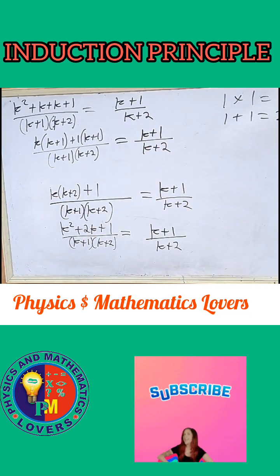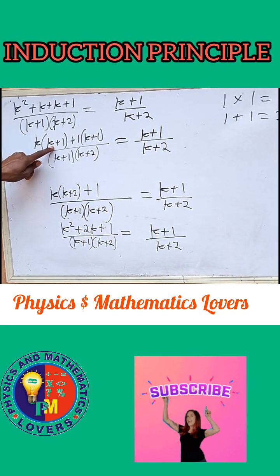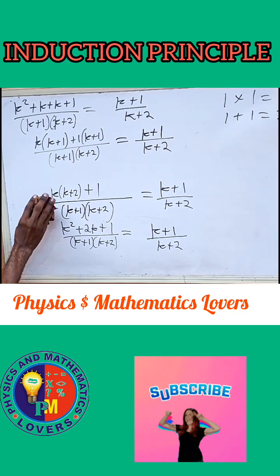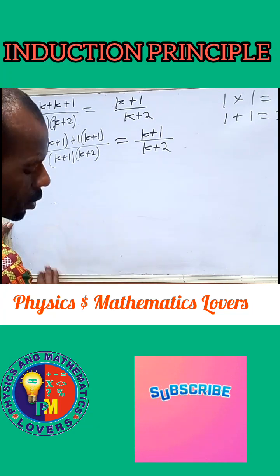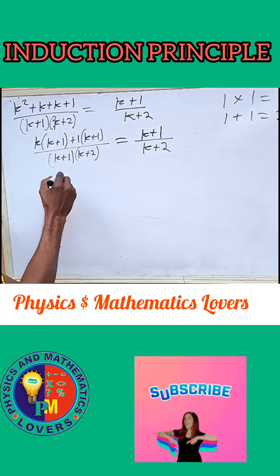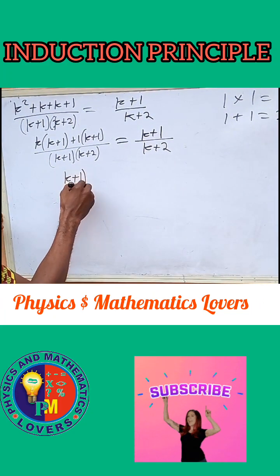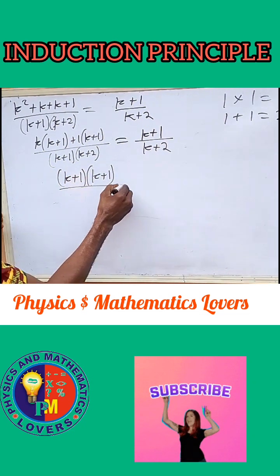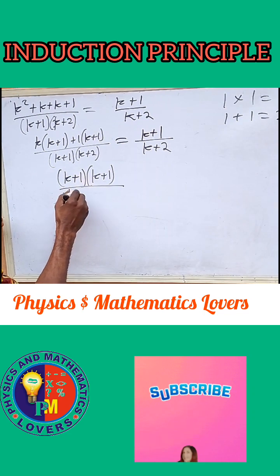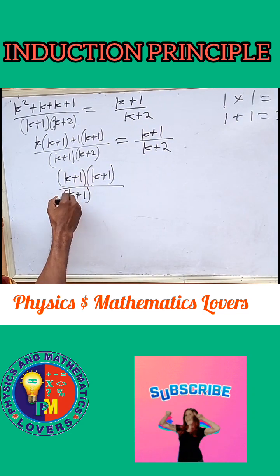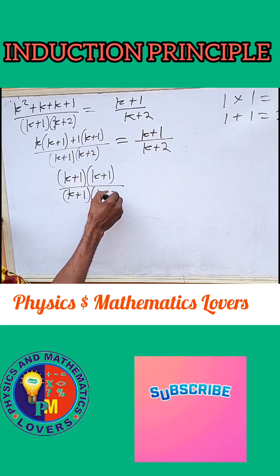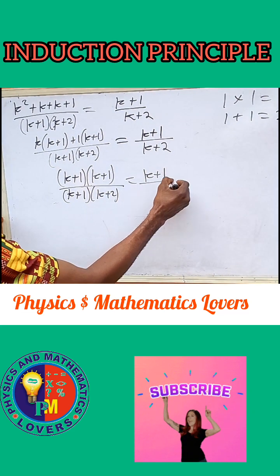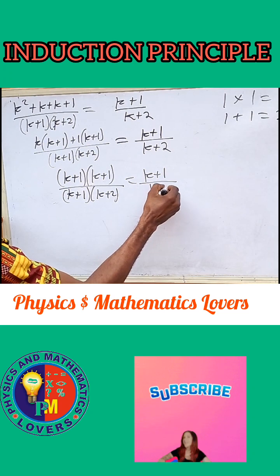So the next thing you do now, let us look at it. This one is common here. K plus 1, K plus 1 is common. So you just take it out, you discard one of the brackets. So now we have K plus 1 times K plus 1 all over K plus 1 times K plus 2. They're equal to the right hand side, K plus 1 all over K plus 2.